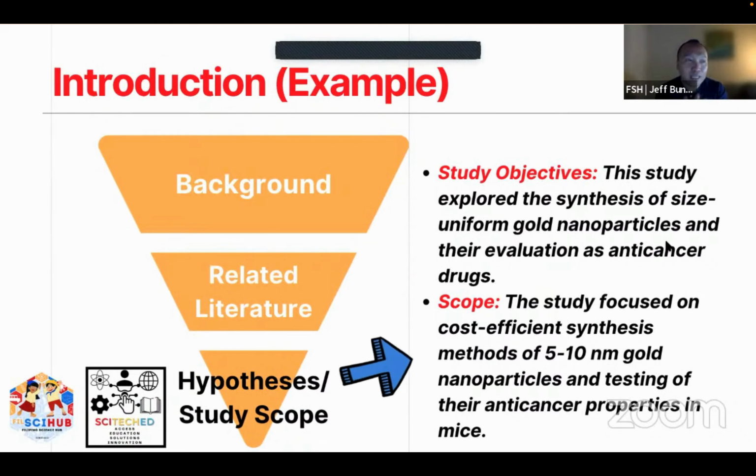So doon pa lang, kitang-kita ninyo na, nag-focus lang sila doon sa 5 to 10 nanometers at saka yung anti-cancer efficacy study na ginawa nila ay sa daga. Alright, hindi sa tao. So again, pag binasa nila yan, yung introduction ninyo pa lang ay klaro na what to expect. Kung ano yung ginawa nila, kung ano yung gagawin nila.